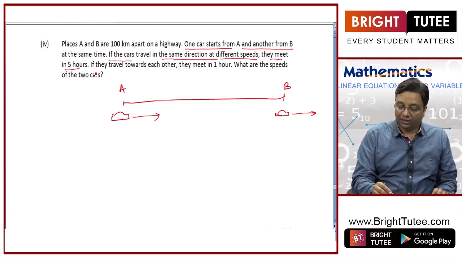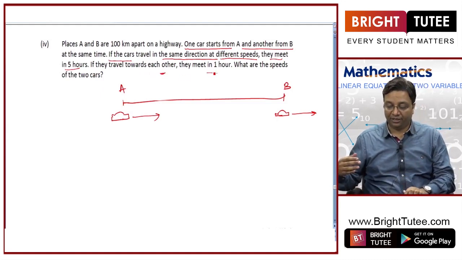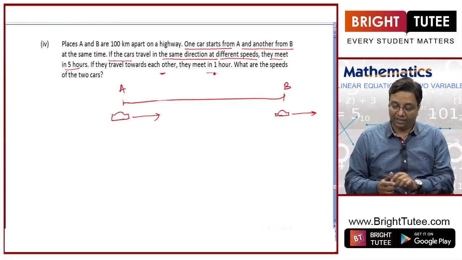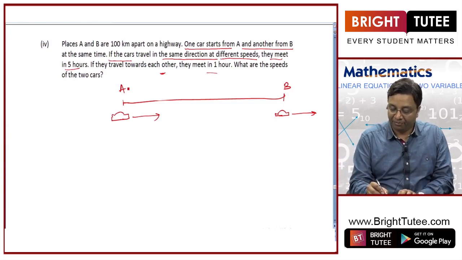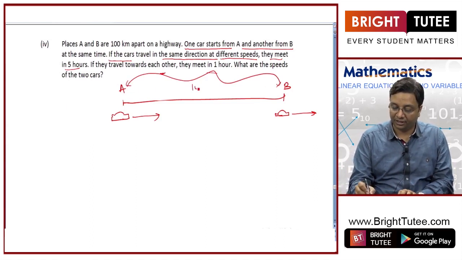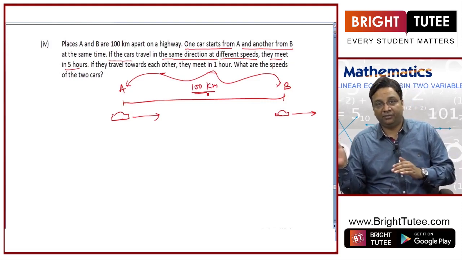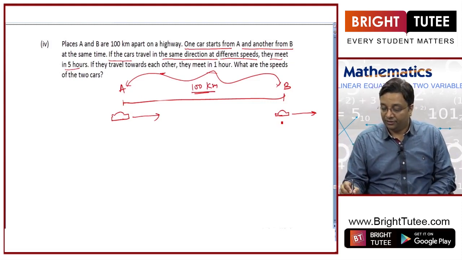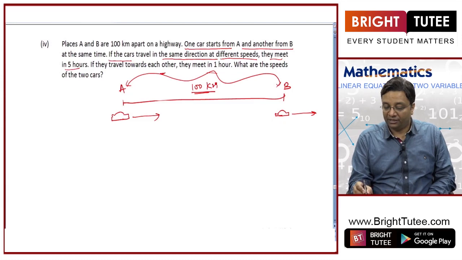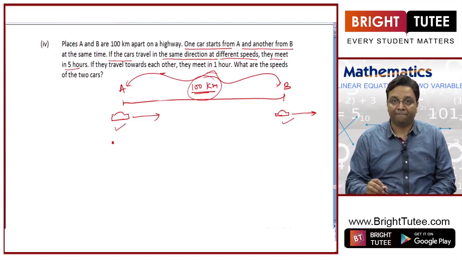In the second case, if they travel towards each other, they meet in 1 hour. Obviously, when they are traveling towards each other, in any case, the gap between A and B is this much, which is 100 kilometers, right? Now, if they are traveling in the same direction, they have to cover this gap, right? Also, the speed of B and speed of A.